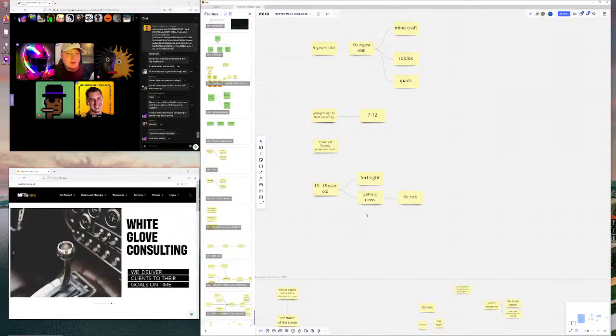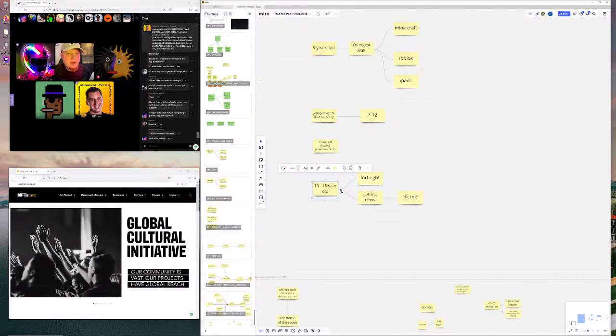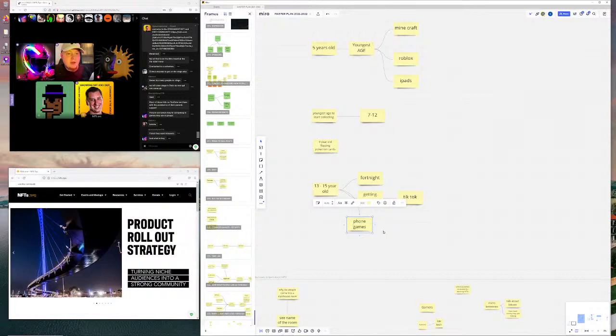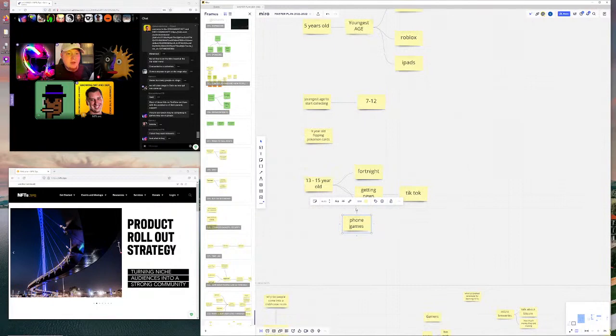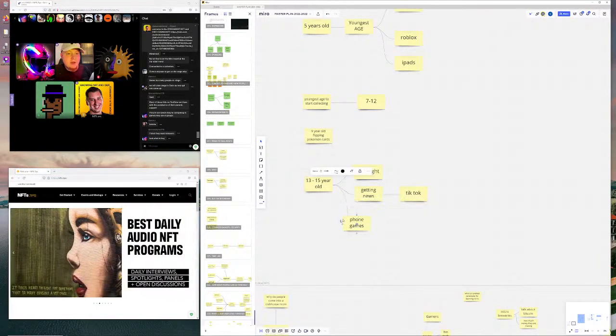Right, I get it. Is there anywhere else that their attention is, at 13 and 15? Yeah, games. I don't know what those games on the phones are now, but whatever the new Candy Crush is, they're doing that. TikTok, what else?